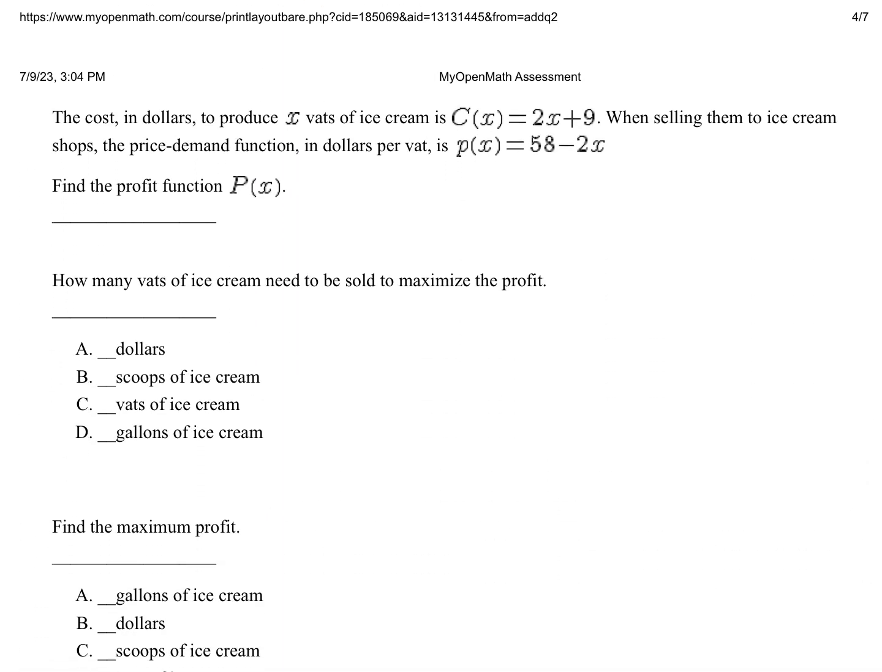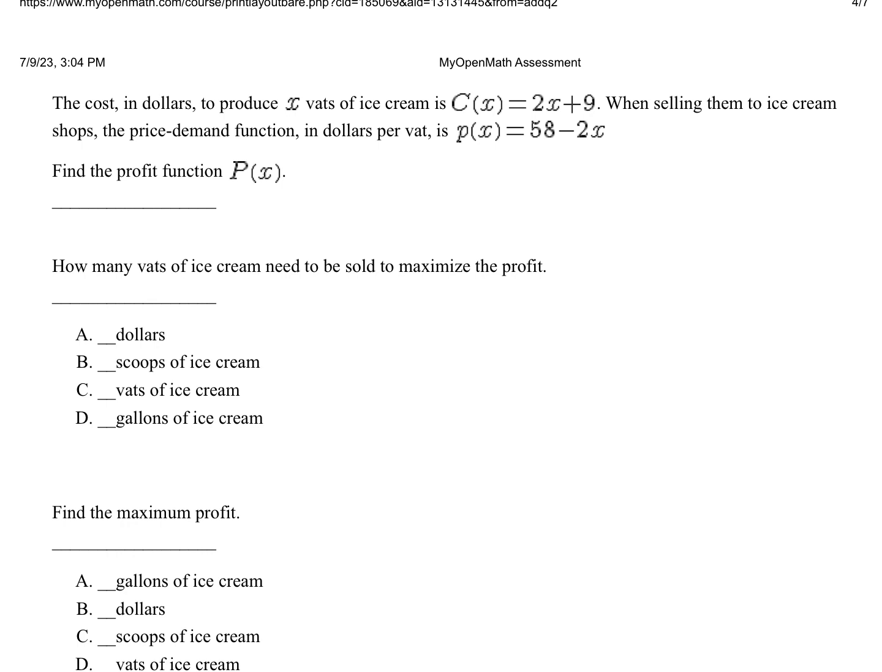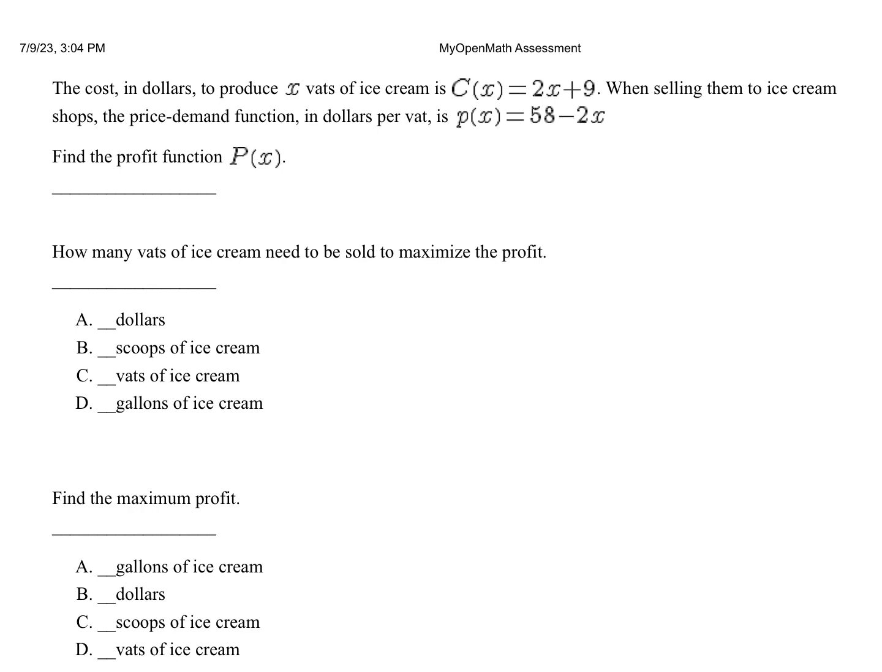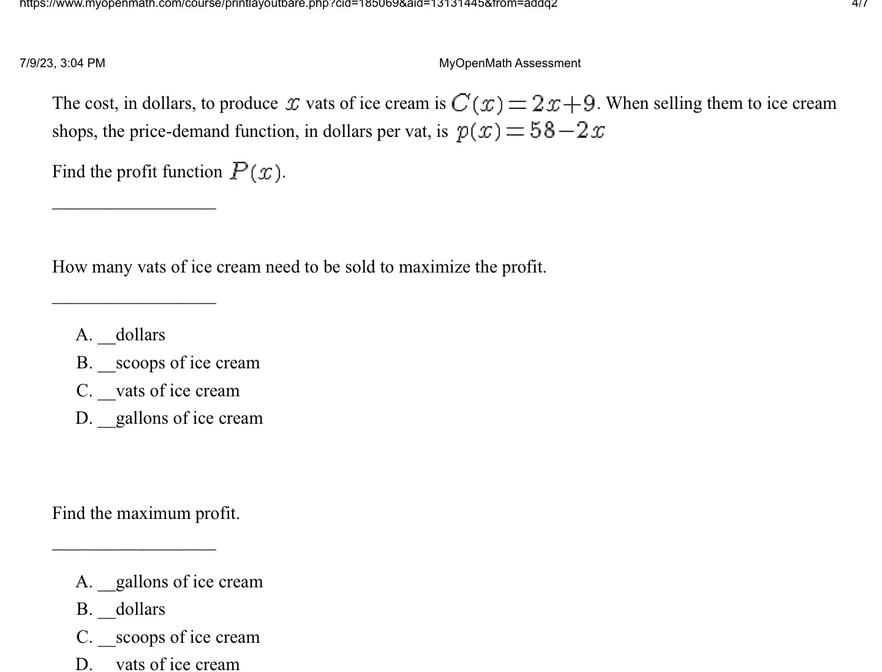Okay, number 15. The cost in dollars to produce X vats of ice cream is given by the C function. When selling them to ice cream shops, the price demand function in dollars per vat is given by a little p function. Find the profit function, which is the big P function. So we'll start by multiplying the little p of X by X. So that will give us 58x minus 2x squared.